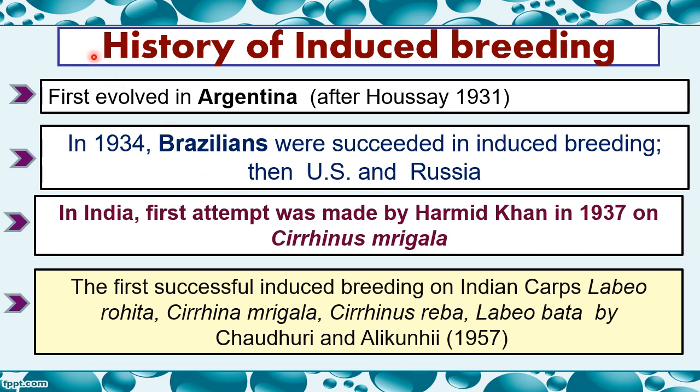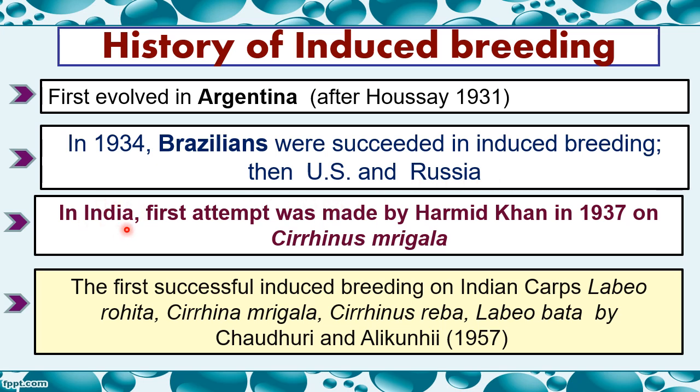Let us have a look at the history of induced breeding. The modern technique of induced breeding was first evolved in Argentina after the discovery of pituitary gland extract by Houssay in 1931. They did experiments of induced breeding in viviparous fish using the pituitary extract. In 1934, Brazilians were the first to successfully breed their indigenous carp fish by the hypophysation technique. The same technique was followed by the United States and Russia.